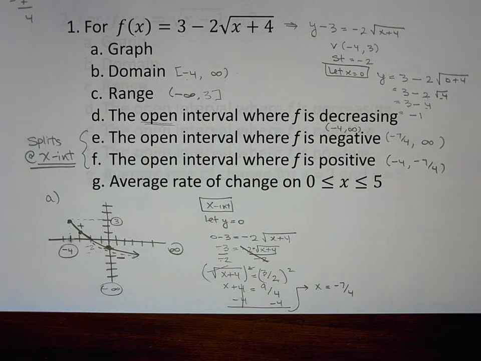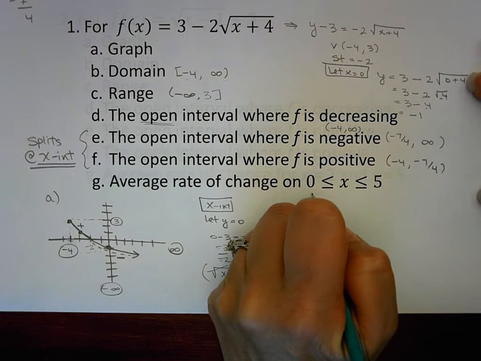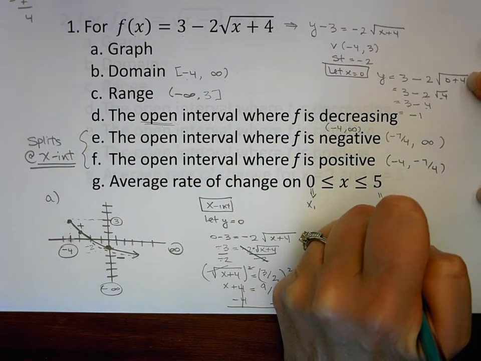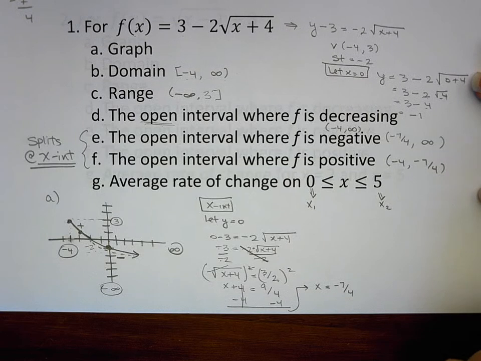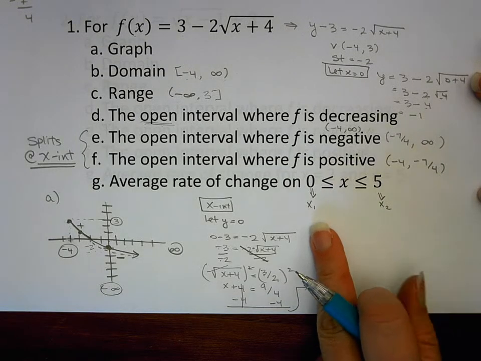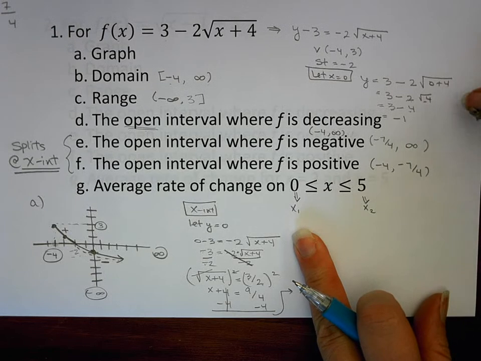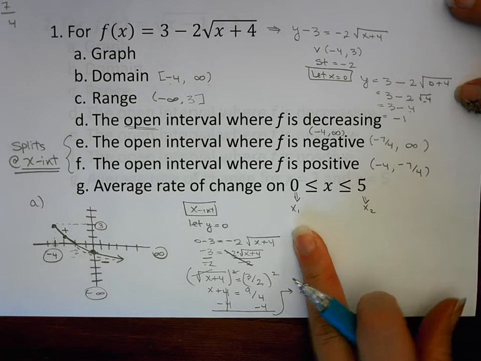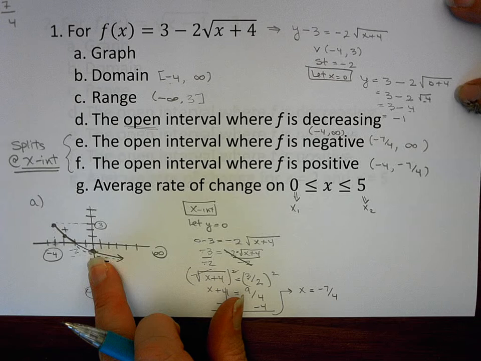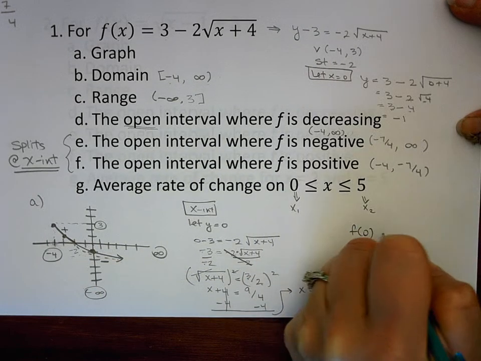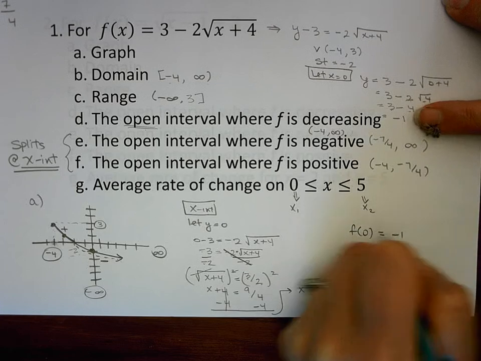Okay, so for my average rate of change, that's where I have to have my x and my y values. So this right here is my x1, and this is my x2. So the good news is I already figured out when x is 0, right? We did that up here at the beginning. That was my y-intercept. So I already know that when x was 0, my y value was -1.